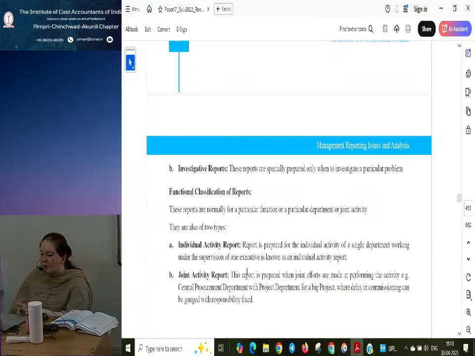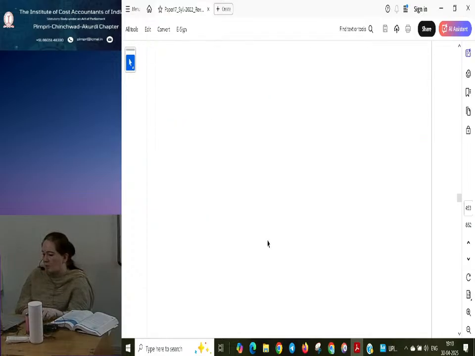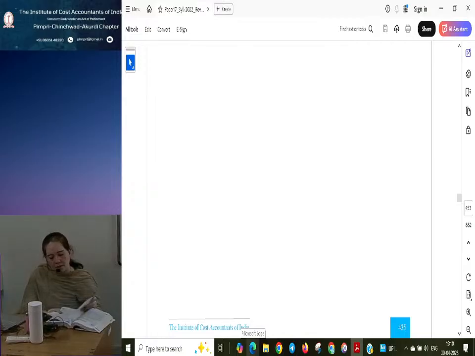Joint activity reports is for like a project department which is having a lot of things going on under it, and how a particular activity is going to affect another activity and its impact on the overall completion of the project. So that is joint activity report. Fine. So these are different kinds of management audit reports.